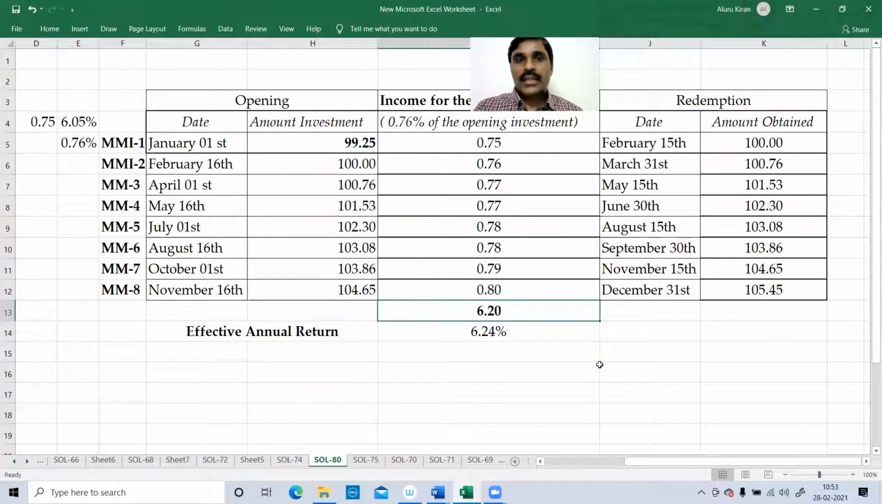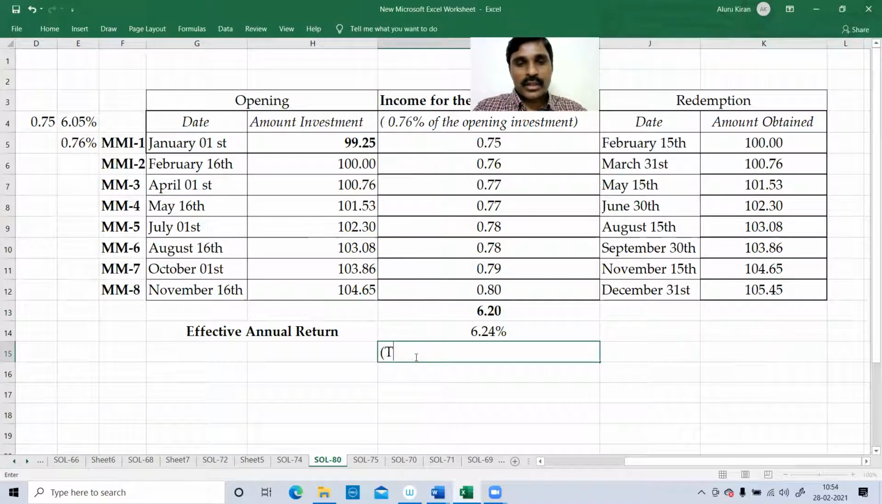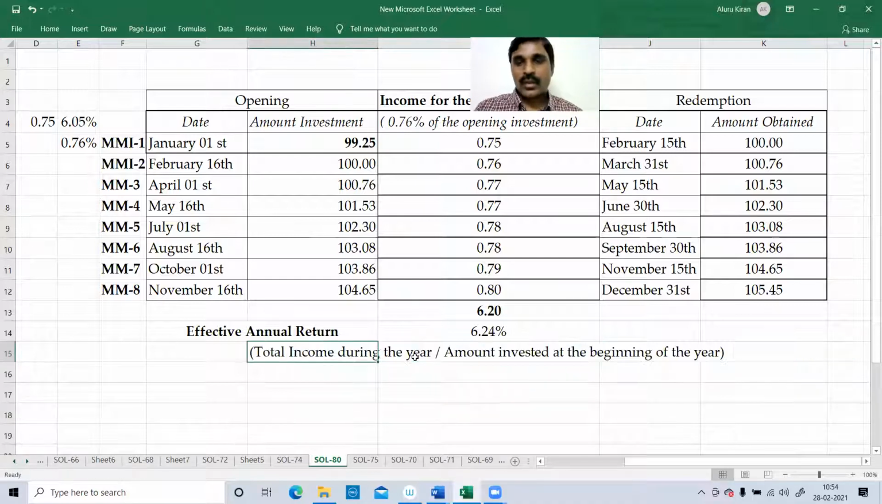So it is the total interest income I got on the opening investment. Total income during the year divided by the amount invested at the beginning of the year, which is 99.25. That total return, 6.24%, is called the effective annual return. This is the point.